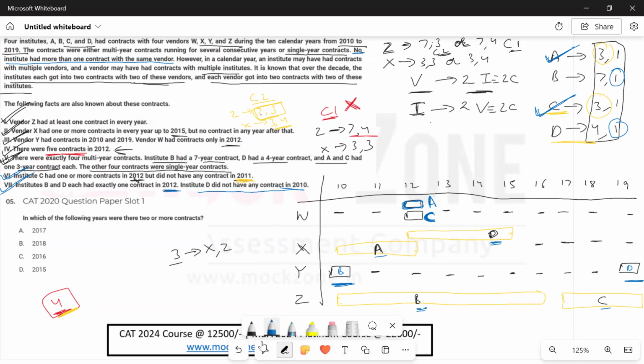It was a little tricky, but it was a very good set for practice and obviously for competitive exams, XAT, CAT, and all the others. So now we'll come to the questions.